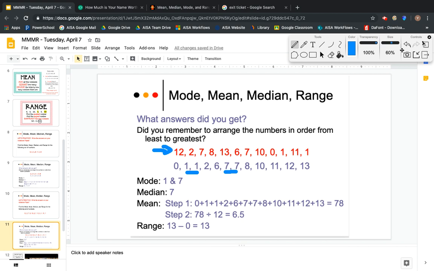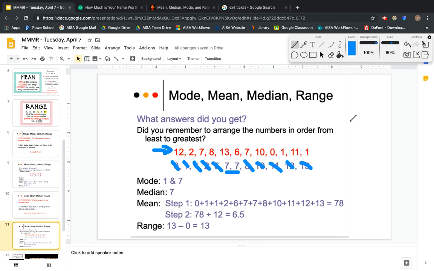Now to find the median, we're going to cross off smallest and largest. So 1, 12, 1, 11, 2, 10, 6, 8. Now, in this scenario, we have two sevens right in the middle, so 7 is going to be my median.